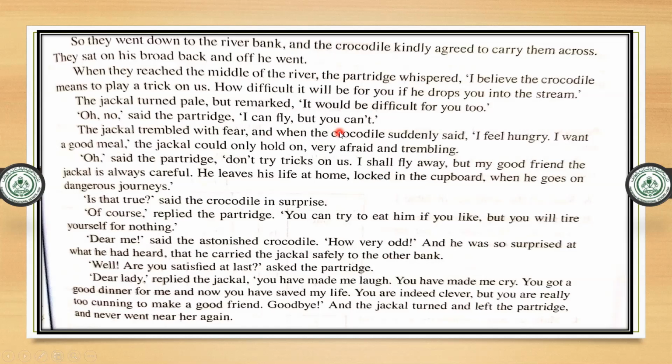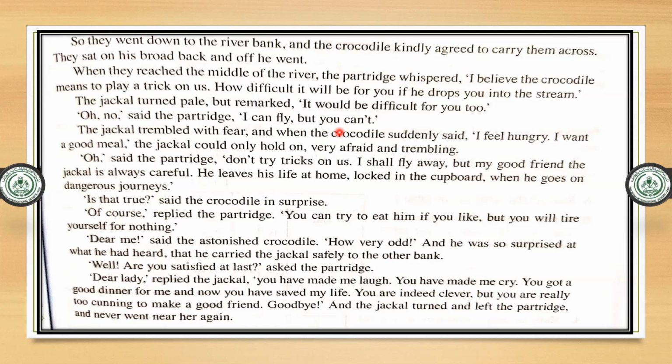Now, dear students, the partridge whispered to the jackal that it will be difficult for him if the crocodile drops him into the stream.